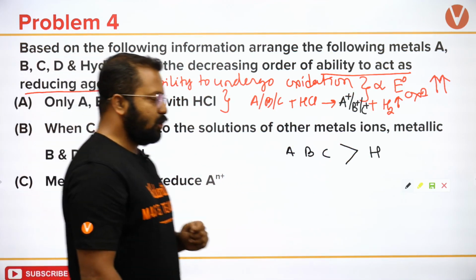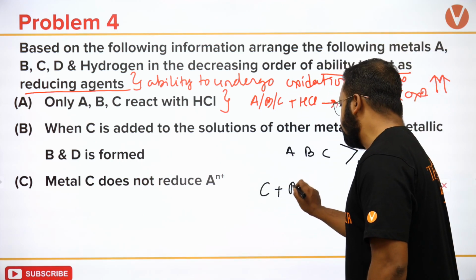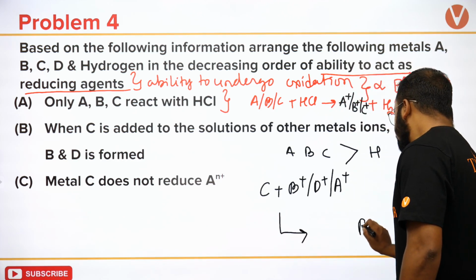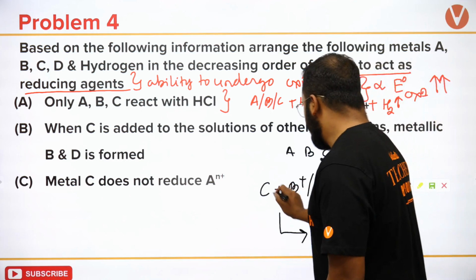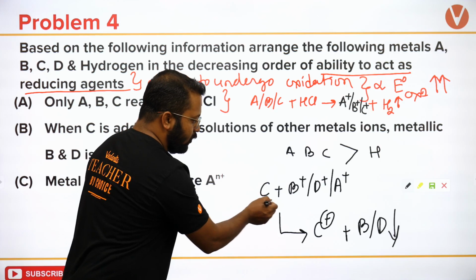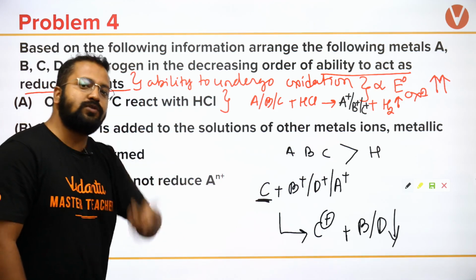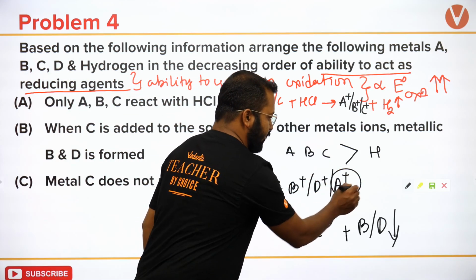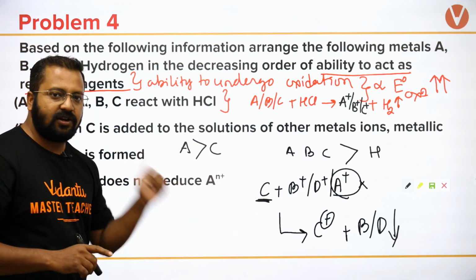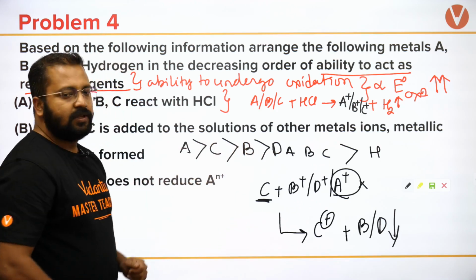Now next, when C is added to the solution of metal ions, metallic B and D is formed. So C is added to a solution of B plus, D plus, A plus. What we are obtaining is B or D is precipitated and C is changing into C plus. It means C is undergoing oxidation and is acting as a reducing agent for B and D, but not for A. So A should be above C in its ability to act as a reducing agent, but B and D should be below C in acting as a reducing agent.